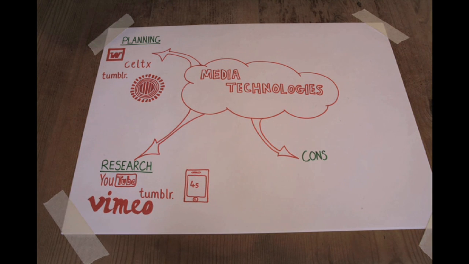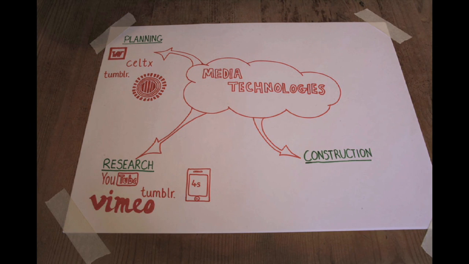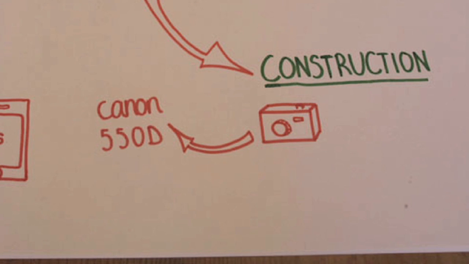Throughout the construction stage of my project, I used several different media technologies. I used a Canon 550D camera to shoot most of the footage for my music video, with a pixel aspect ratio of 1920 by 1080, shooting at 25 frames per second. The footage was stored on a memory card in the camera, which I then removed and put into a card reader in order to upload the footage to my computer.